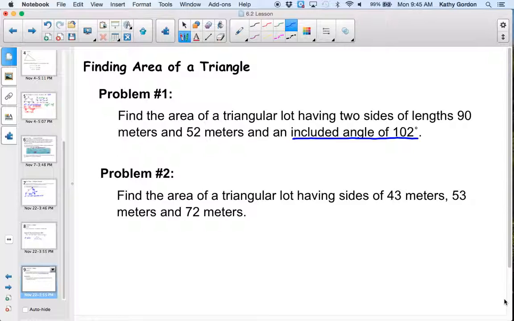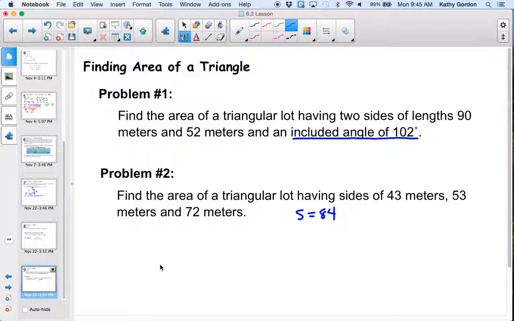You want to find the area of a triangular lot having sides of 43 meters, 53 meters, and 72 meters. Going to have to get Heron's first. What's S going to be equal to in this case? 43 plus 53 plus 72 divided by 2, which is 84. Okay, so we get an S value of 84.